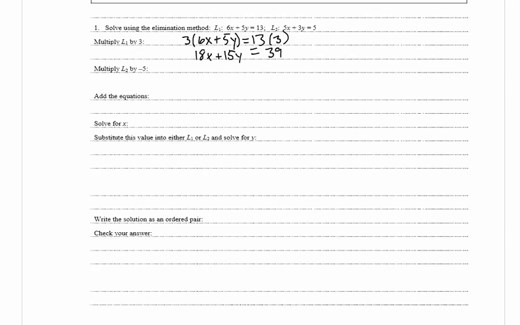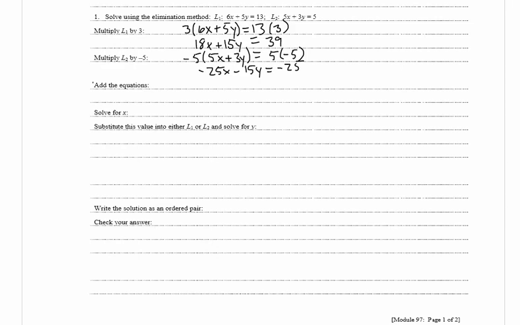And now they want us to multiply L2 by negative 5. So we have negative 5 times (5x plus 3y) is equal to 5 times negative 5. And we get negative 25x minus 15y is equal to negative 25.